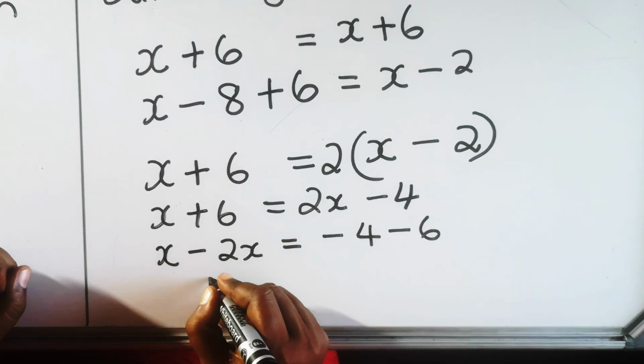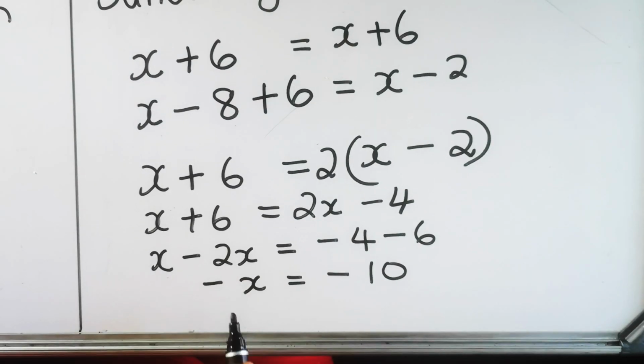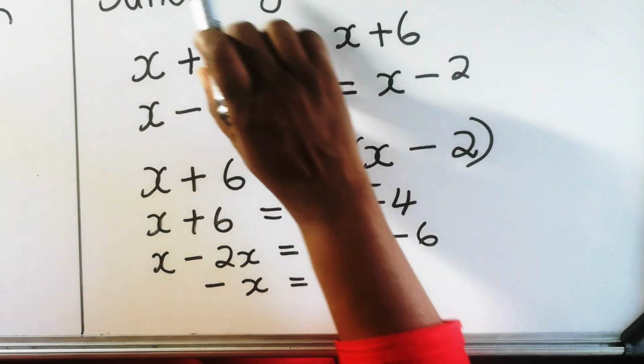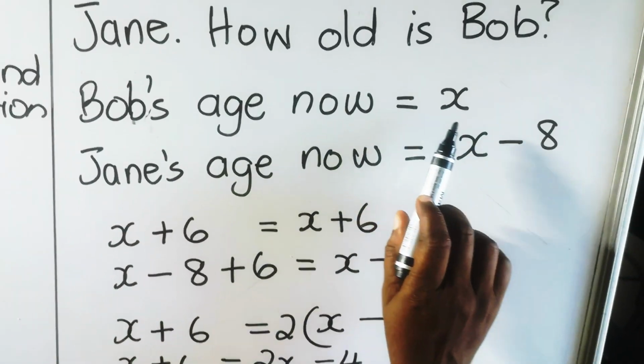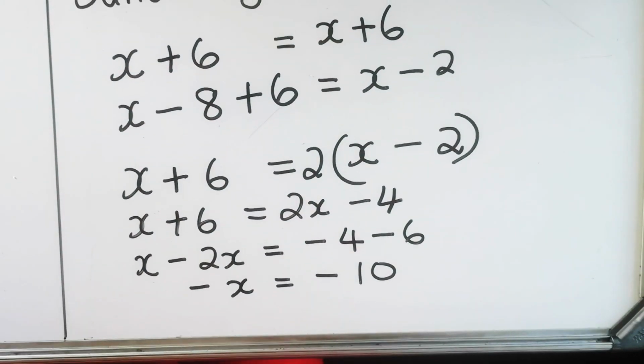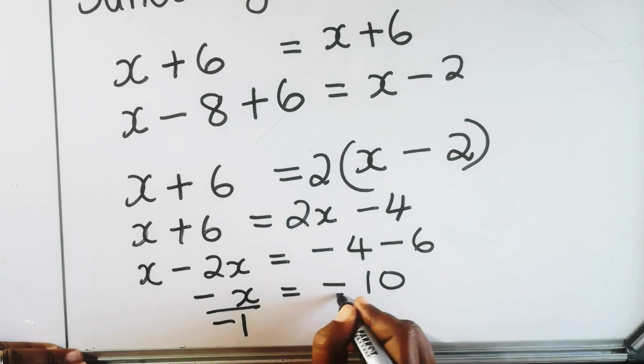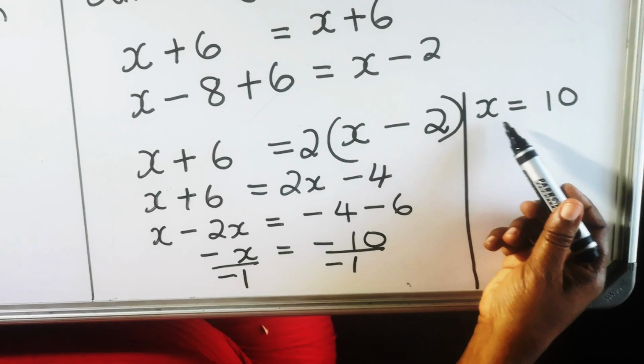And then I have minus X is equal to minus 10. You remember originally, we said Bob's age now is X, not minus X. So we want X, not minus X, the years that Bob has. So we're going to multiply or divide by minus 1 on both sides. Divide by minus 1. So X is equal to 10.